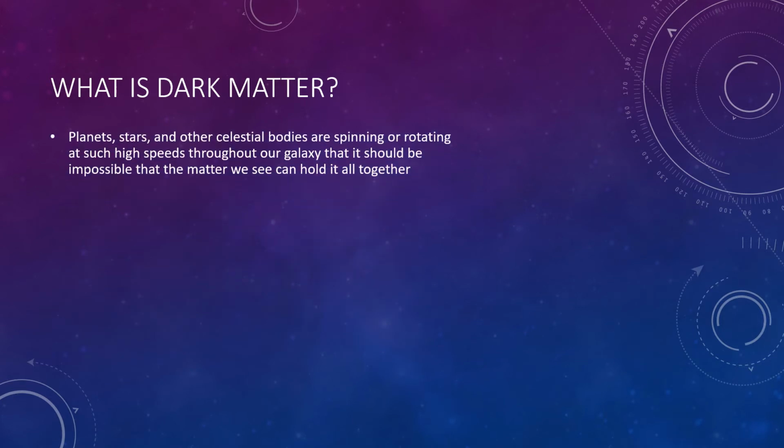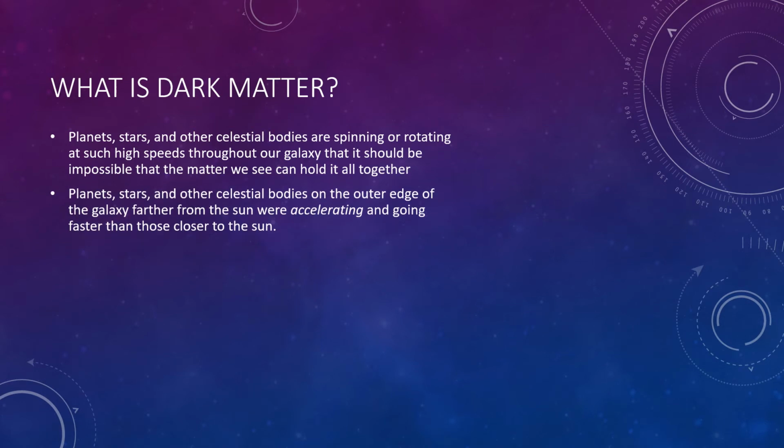As you know, there are many astronomers that believe that the universe was created during the Big Bang, when a burst of energy essentially created all the clusters of stars, planets, and celestial bodies that we know. These planets, stars, and celestial bodies are spinning and rotating around our galaxy at such high speeds that it should be impossible for the matter that we see and know about to hold it all together. I'm going to talk about this later, but the visible matter that we see only makes up 4% of the composition of our entire universe.